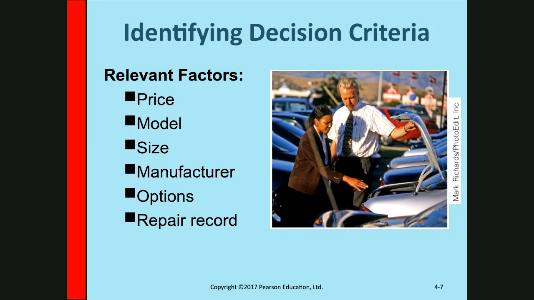Okay, so what is your decision criteria? When you are buying a car, usually there are a few factors that you'll look into, like price, model, size, manufacturer, options, and repair record. And the second step of this is basically you identify the criteria that will be, the keyword is, important to solve the problem.